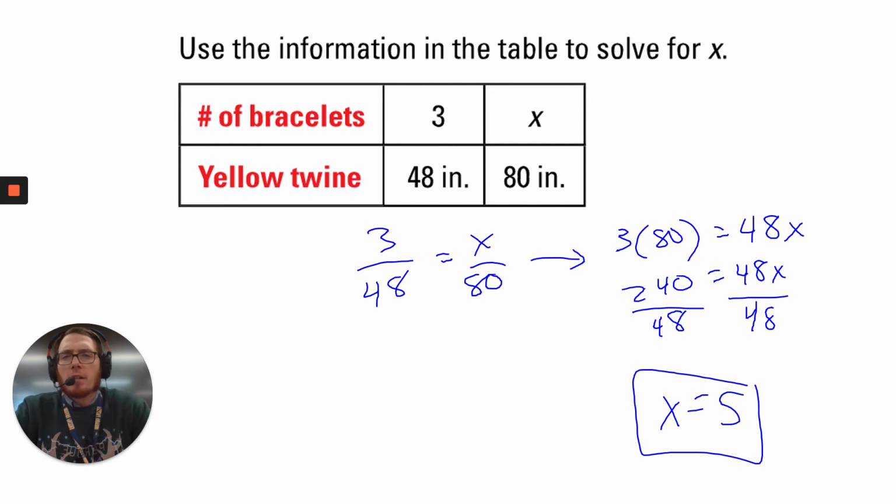Okay, this table here, when you have a table, you can just set up a proportion. So it'd be 3 bracelets for every 48 inches equals x over 80. You could simplify 3 over 18 down to a unit rate if you wanted. Otherwise, you can just cross multiply it and you should end up with an answer of x equals 5. So 80 times 3, excuse me, is 240 equals 48x, and then you solve for x by dividing by 48 on both sides.